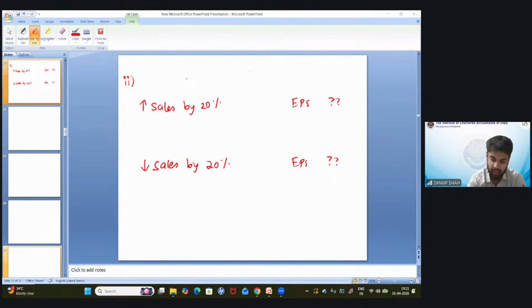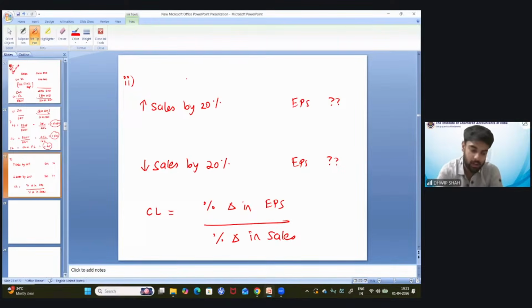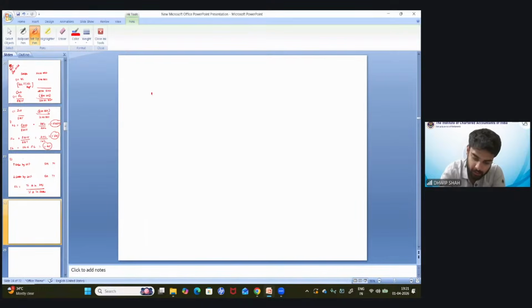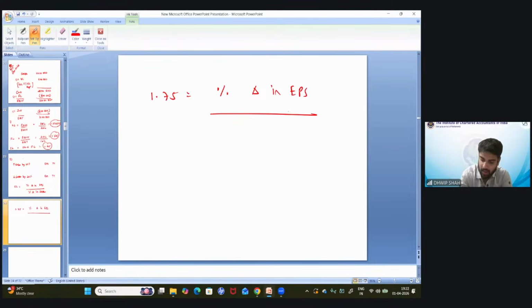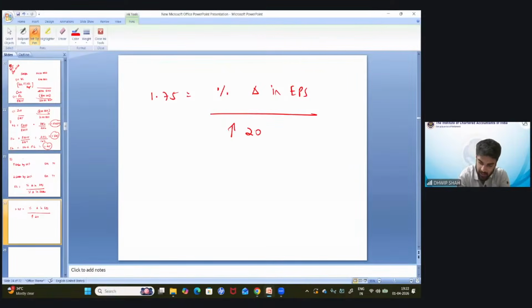combined leverage, correct? So can I say combined leverage is nothing but percentage change in EPS upon percentage change in sales. This is the interpretation formula of combined leverage. We already revised this formula. How much is combined leverage? 1.75. So can I say 1.75 is equal to percentage change in EPS upon percentage change in sales? How much is percentage change in sales happening? Increase by 20%. Correct? This is A. B. Combined leverage is 1.75.